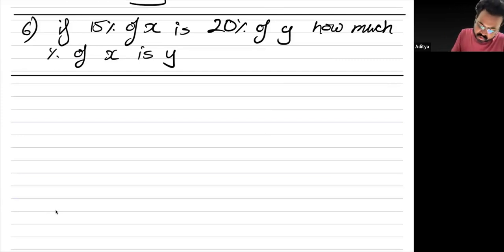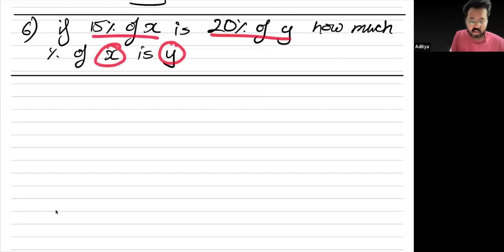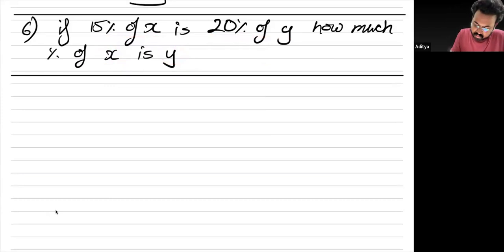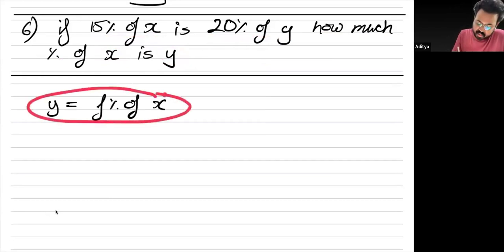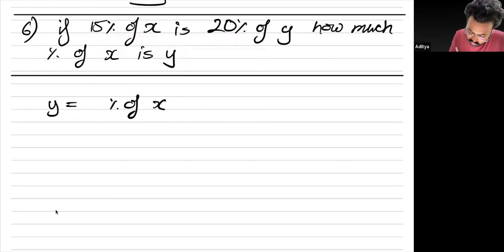Okay, the answer over here is 75. The way to solve this question is to first figure out what you want, and from there you can actually start to get that particular thing that you want. How much percentage of x is y? This question is asking y equal to p% of x. Okay, this is the equation that you want to solve.